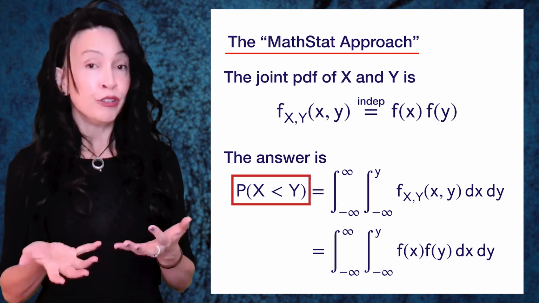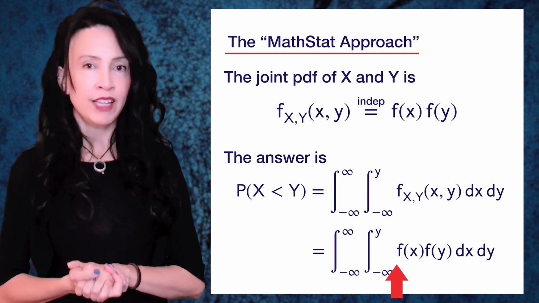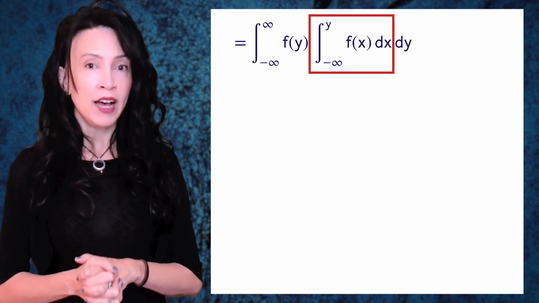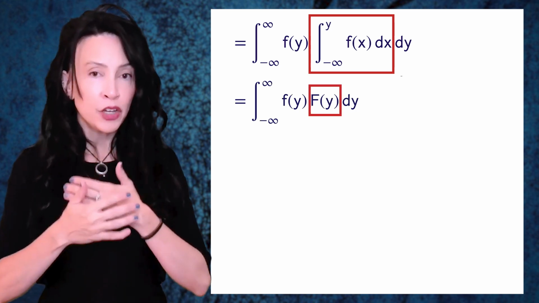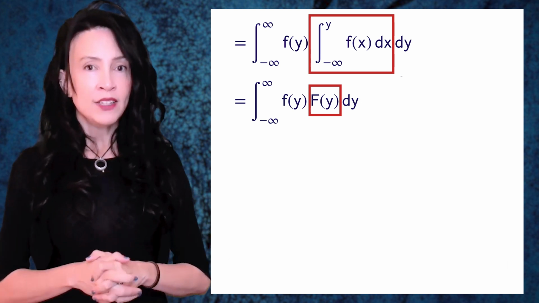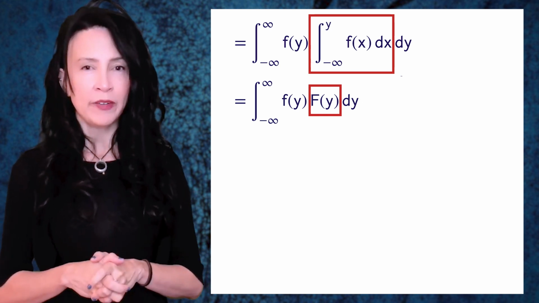Let's do the inner integral first. It's with respect to x, so I'm going to pull the f of y out front of that inner integral. I'm left with the integral from -infinity up to y of f of x dx. This is how you define the CDF. This is accumulating all the probability from -infinity up to y. And so this is going to be a CDF, the capital F, evaluated at y.